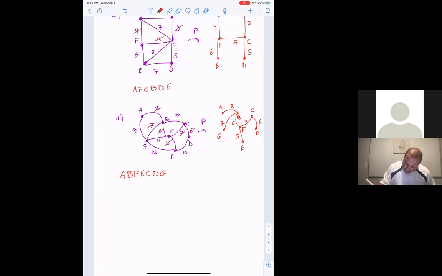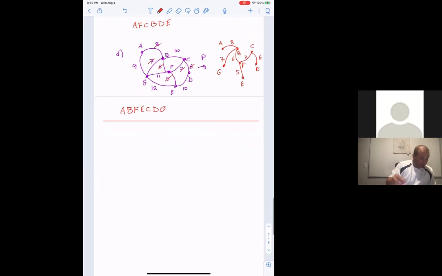And it looks like I have A, B, C, D, E, F, G. I have all my points. I have my spanning tree. Thank you, Mr. Prim. I assume his name is Prim, otherwise why call it that?